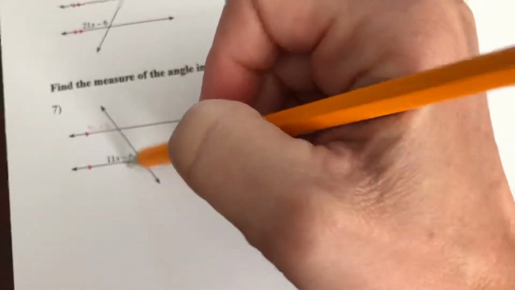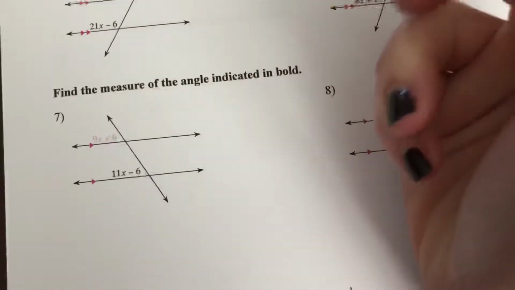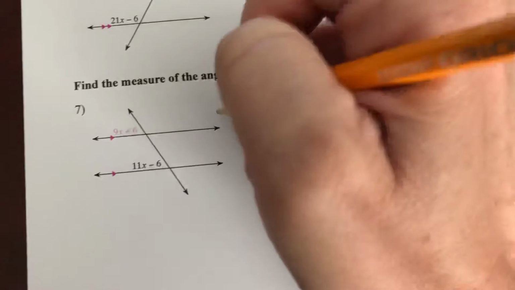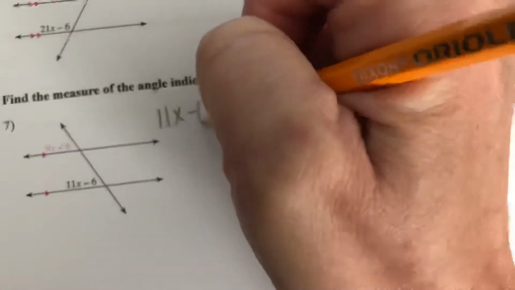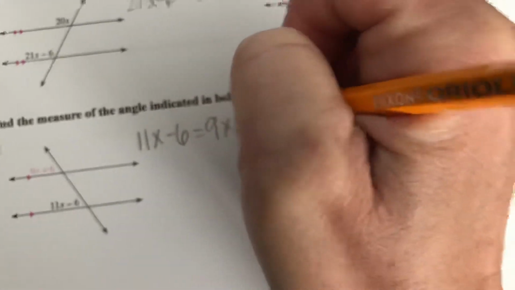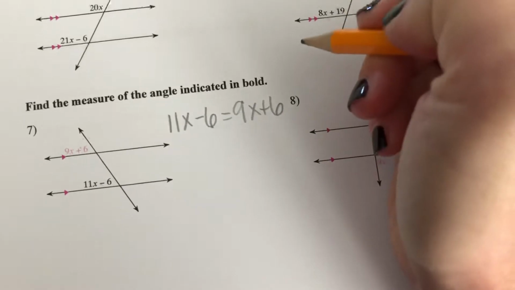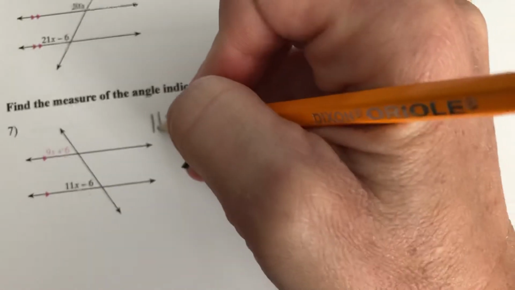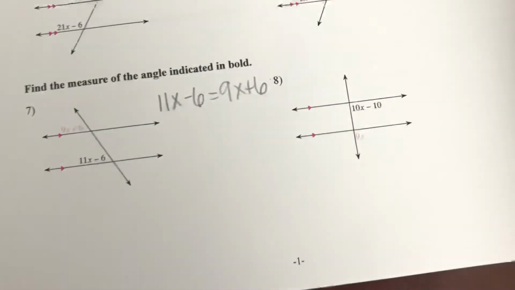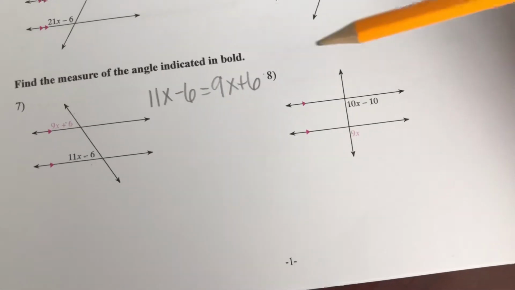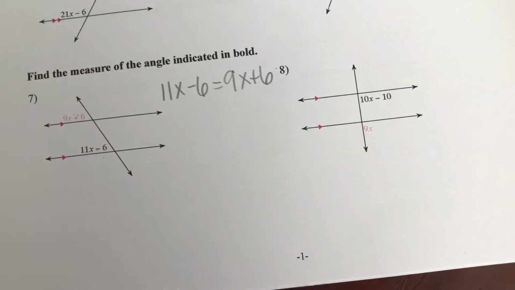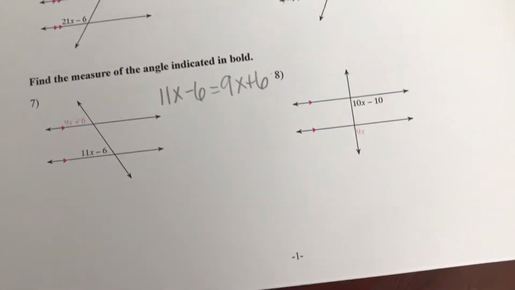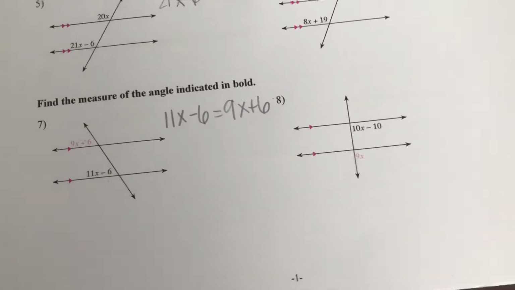So again, since these are corresponding, they're in the exact same spot, you know they're going to equal each other. So you know 11x minus 6 is going to equal 9x plus 6. Get all your x's to one side. Minus 9x from both sides, add 6 to both sides, and solve for x. Once you get x, then you're going to plug it back into whatever the bold angle is to find the exact angle measures. And I will give you guys the answers to these in a couple days.